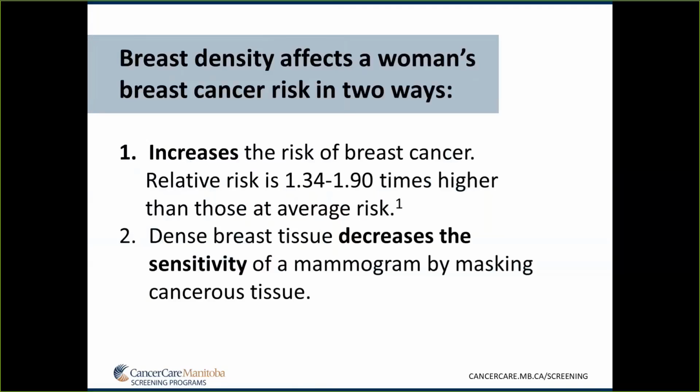But having very dense breasts affects a woman's breast cancer risk in two ways. First of all, it does increase the risk of breast cancer. For people in category C, which is the heterogeneous, the best estimate is that it's something like 1.2 relative risk. And as Dr. Wilson was pointing out, having the highest category, the D category, puts you at roughly double the risk. Dense breast tissue decreases the sensitivity of a mammogram by masking. So breast density increases the risk and decreases the sensitivity of screening imaging.